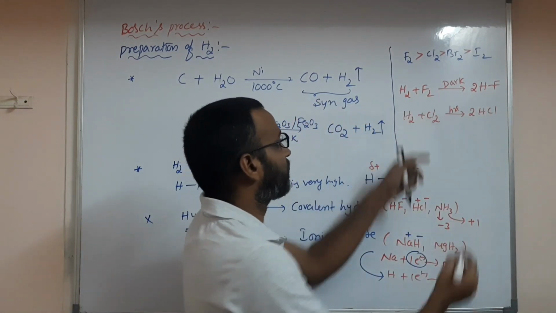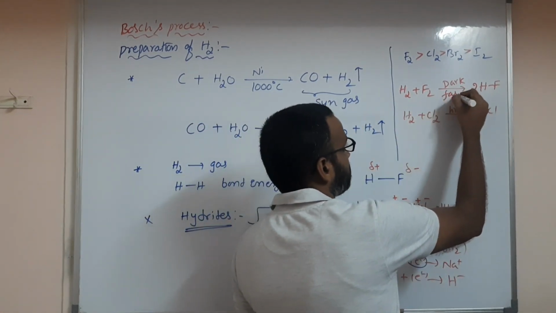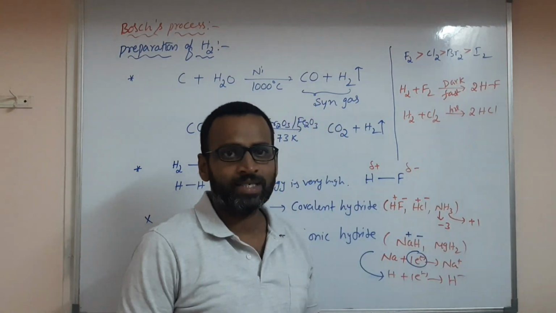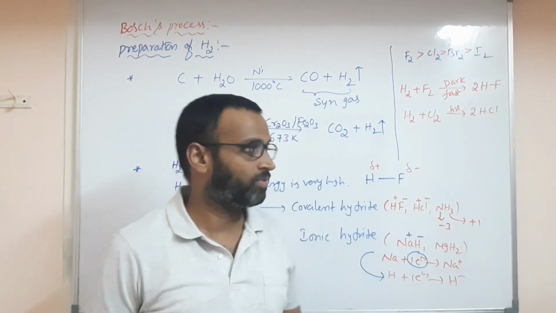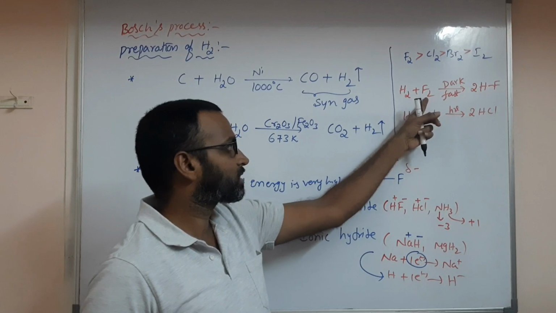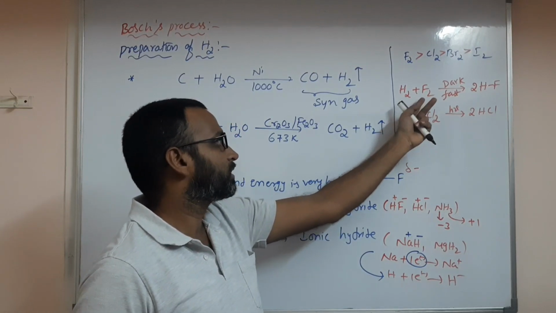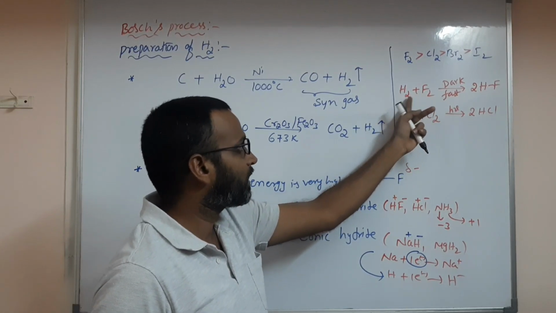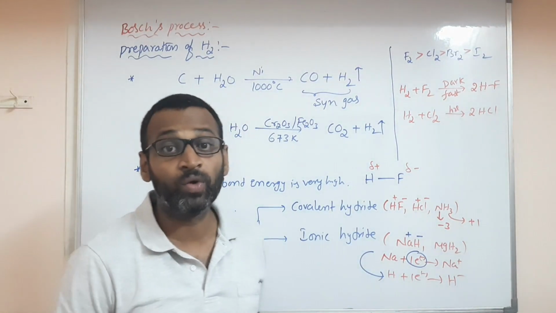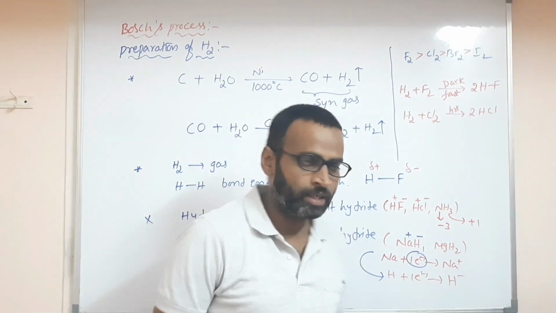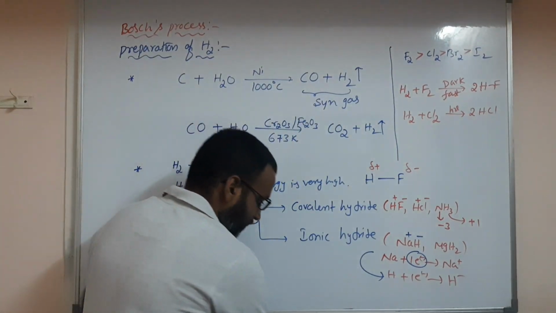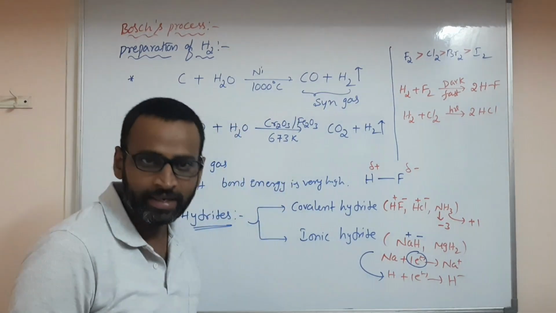So which reaction is fast? This is fast, too much fast, because the reaction happens in the dark itself. So fluorine is the highest electronegative, certainly this is more reactive, so hydrogen can easily combine with fluorine. Correct? So in that way you have different kinds of hydrides.